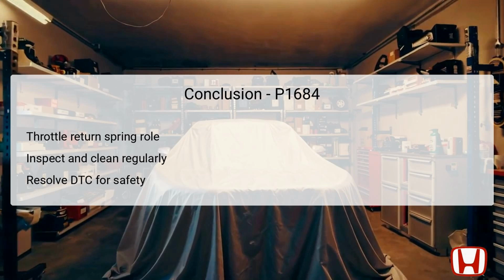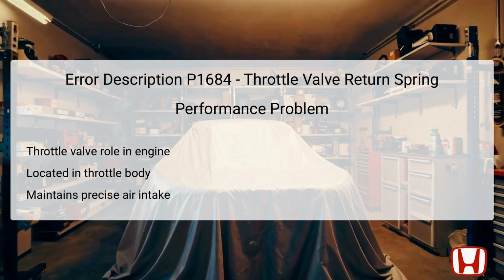Ultimately, resolving the DTC promptly not only enhances engine performance, but also guarantees the safe operation of the vehicle on the road. The P1684 error indicates a specific performance problem regarding the throttle valve return spring. This spring plays a vital role in ensuring that the throttle valve closes properly when no acceleration is required. It operates within the throttle body, which is the assembly that regulates the air entering the engine.